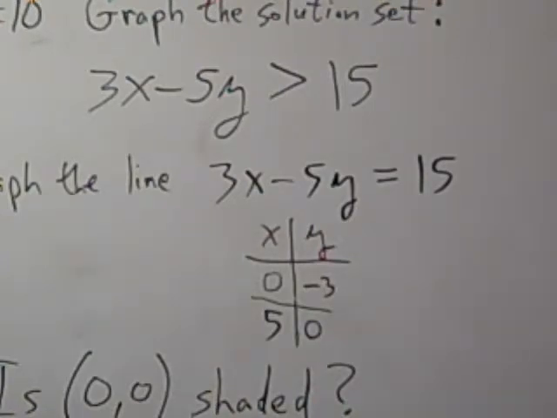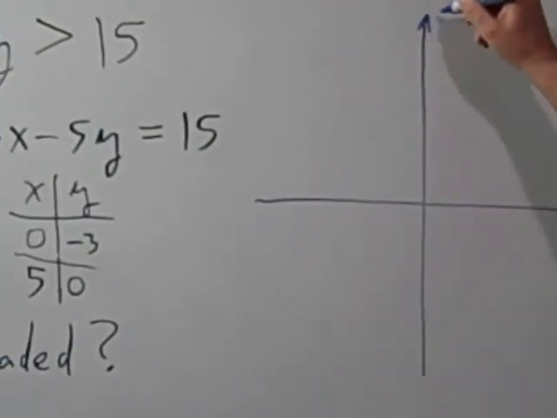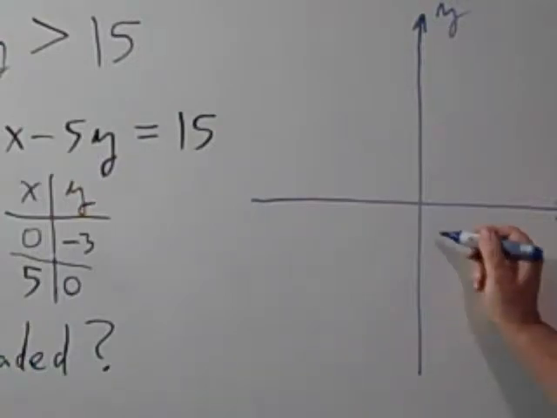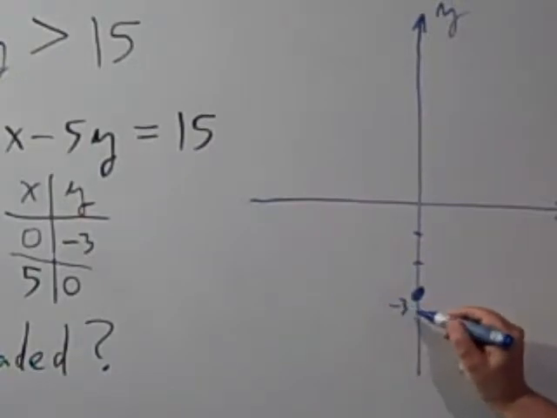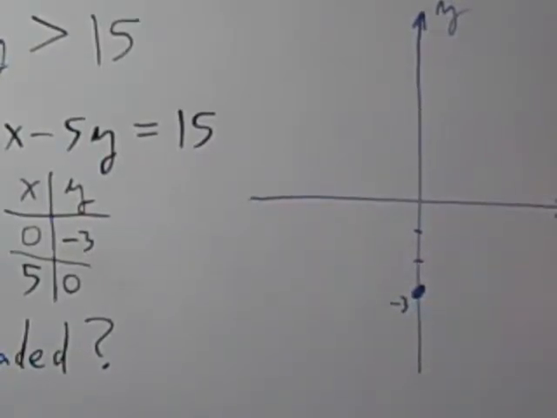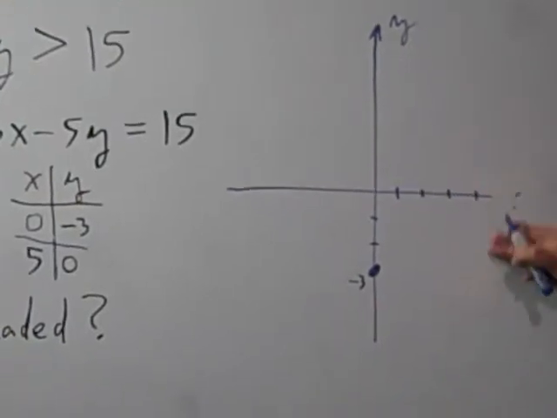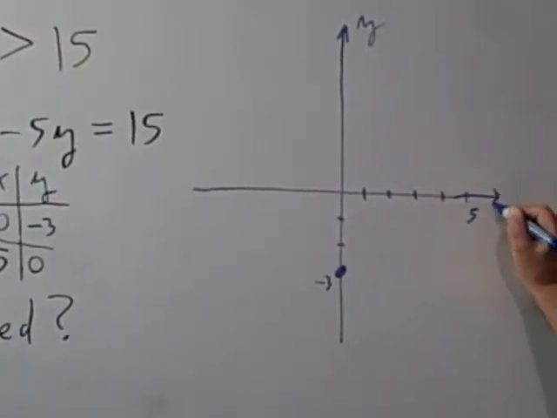So let's graph that line. Here's the x-axis and the y-axis. And we have the point 0, negative 3, so negative 1, negative 2, negative 3. There's the y-intercept. The x-intercept is at 5, so I'll make this 1, 2, 3, 4, and extend this a little bit, make this one 5. So we have our x-intercept and our y-intercept. And the line goes through those 2 points.